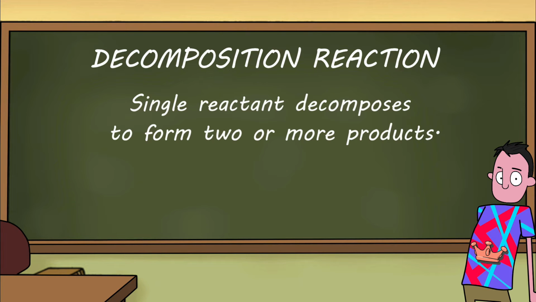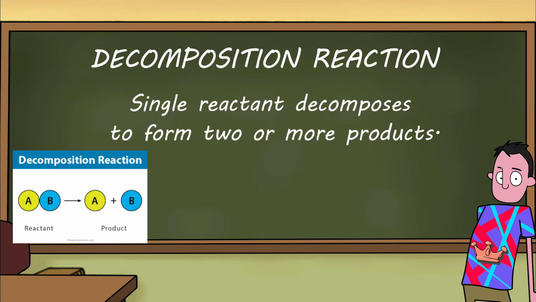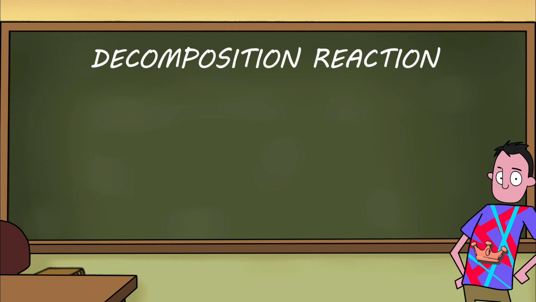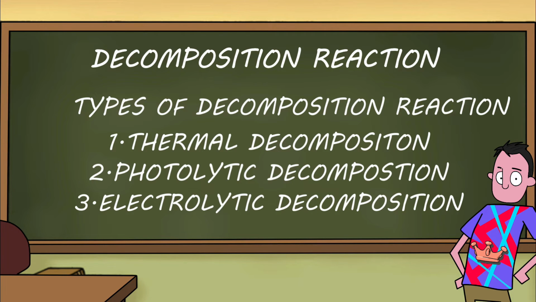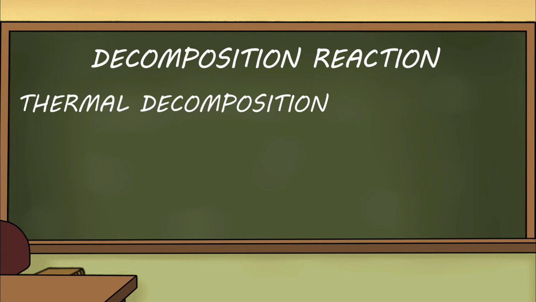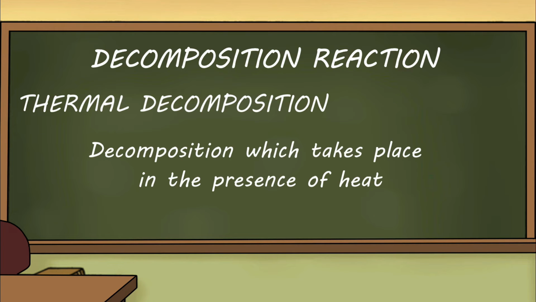Decomposition reaction. Single reactant decomposes to form two or more products is called decomposition reaction. There are three types of decomposition reaction. They are thermal decomposition, photolytic decomposition and electrolytic decomposition. First of all, thermal decomposition. Decomposition which takes place in the presence of heat is called thermal decomposition.